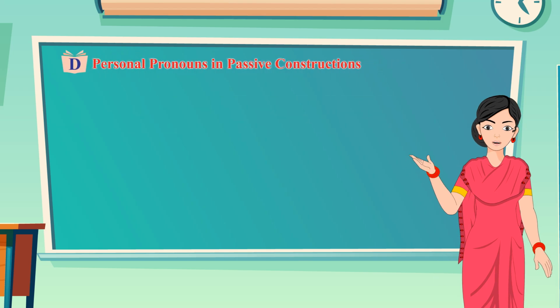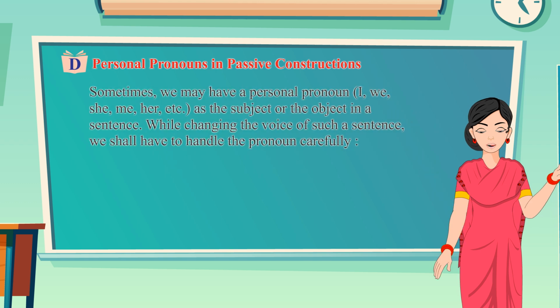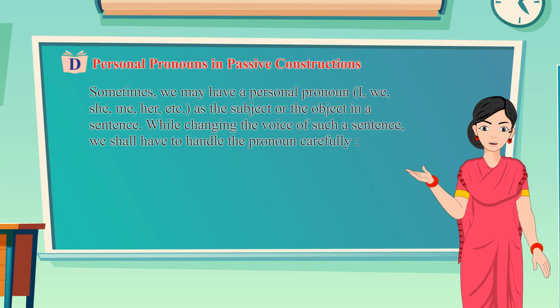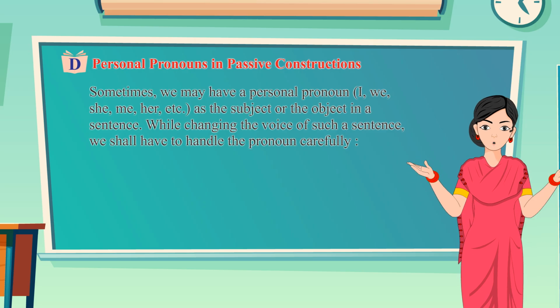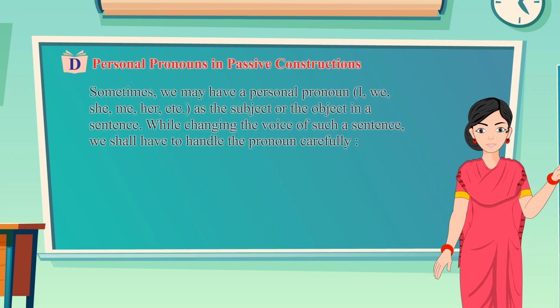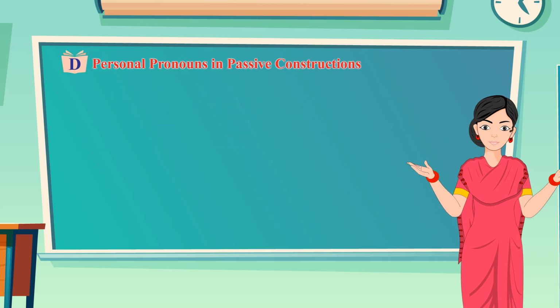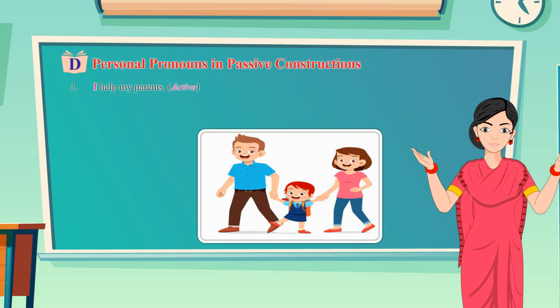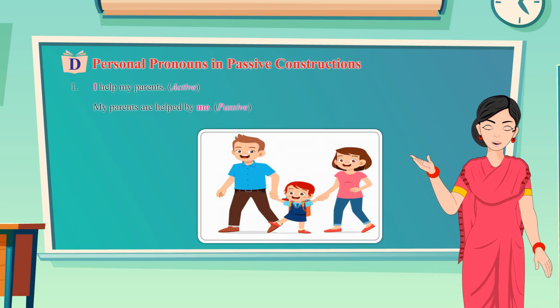D. Personal pronouns in passive constructions. Sometimes we may have a personal pronoun, I, we, she, me, her, etc., as the subject or the object in a sentence. While changing the voice of such a sentence, we shall have to handle the pronoun carefully. 1. I help my parents. Active. My parents are helped by me. Passive.